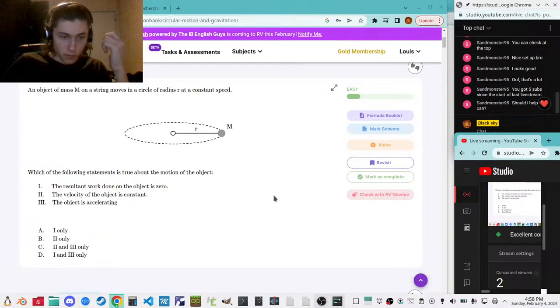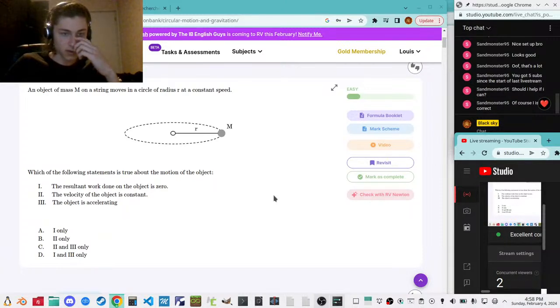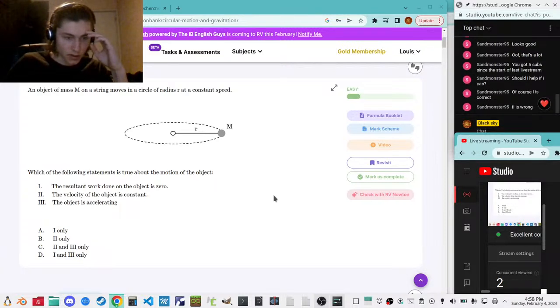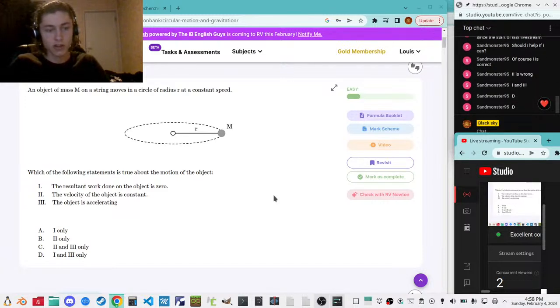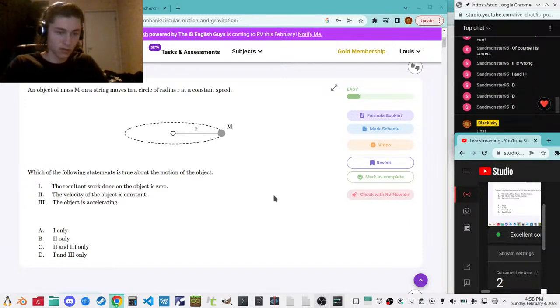The resultant work done on the object is 0. Yeah, because there's no displacement. So I'm going to say true. The velocity of the object is constant. Yeah, that's true. Oh, no, it's a change of velocity. It's wrong. The object is accelerating, that's true. Because the velocity is not constant, so these are exclusive, right? So we're gonna go with D. Let's see if you put D.